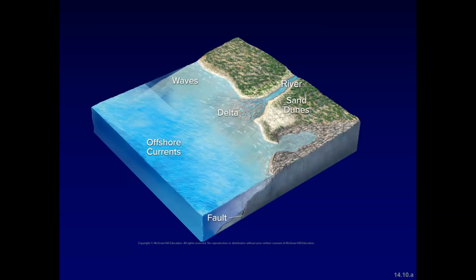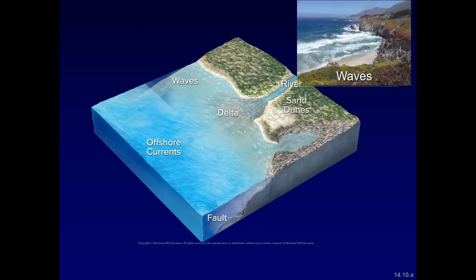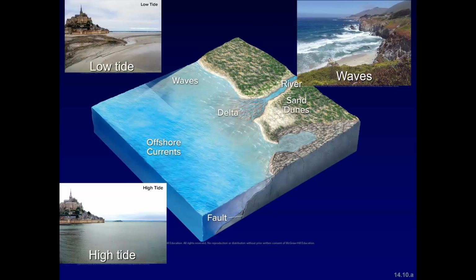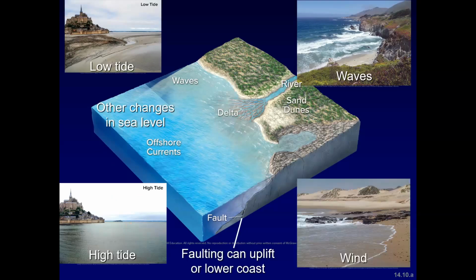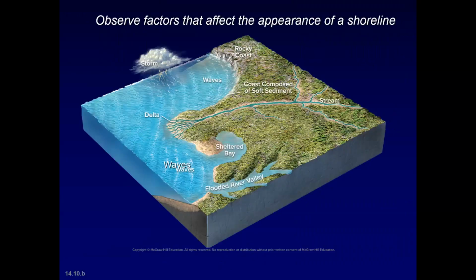Tectonic activity can uplift or downdrop a coast, and you can have changes in sea level from tides and other factors. These offshore currents move water, and they can affect sediment transport as well. So we've got low tide, high tide, waves, faulting, uplifting a coast, and then wind activity. Okay. So the appearance of the shoreline can be affected by a lot of different factors.